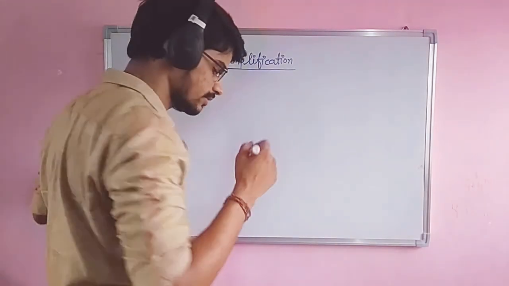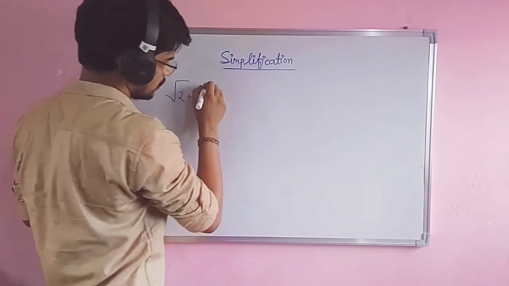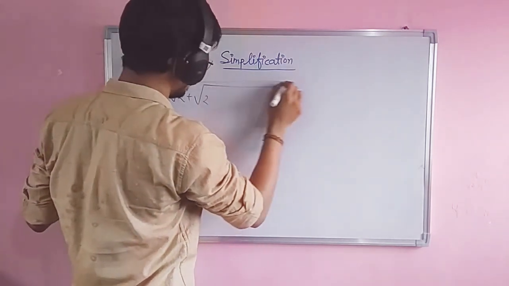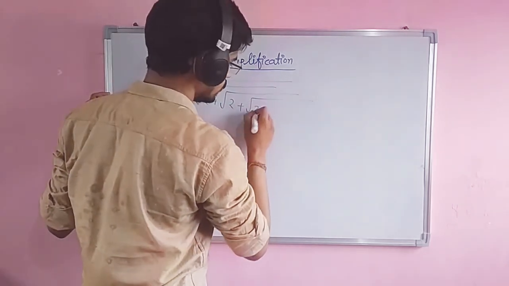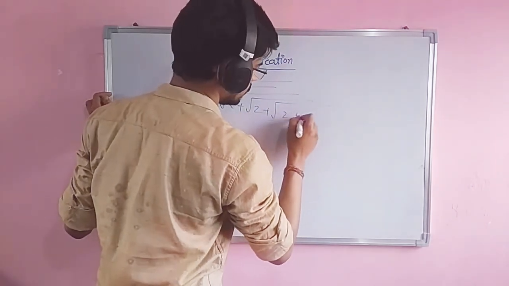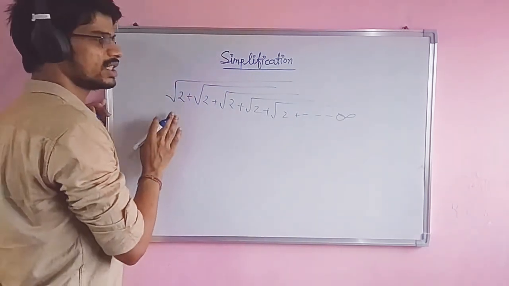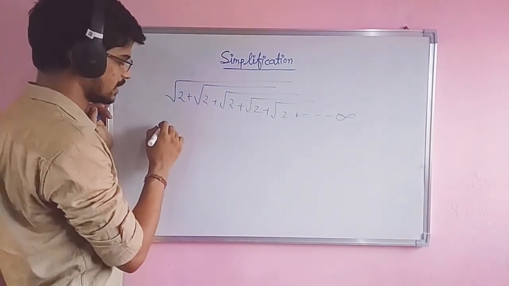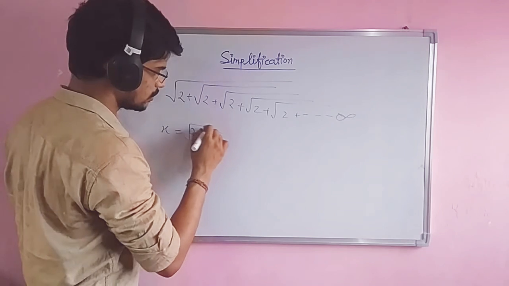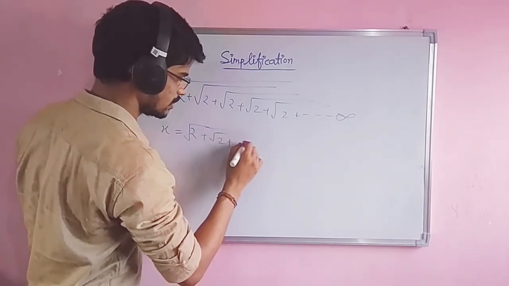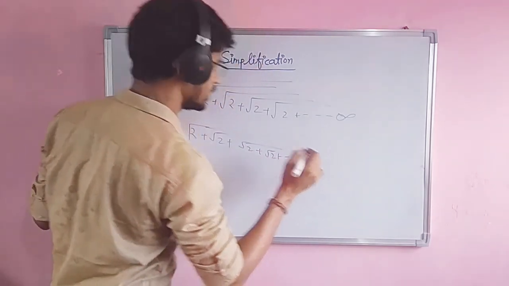Now, if we have a question like this: under root 2 plus under root 2 plus under root 2 plus under root 2 plus under root 2 up to infinite times. By the basic method, how to solve this question? Let x be equal to under root 2 plus under root 2 plus under root 2 plus under root 2 plus dash infinite times.